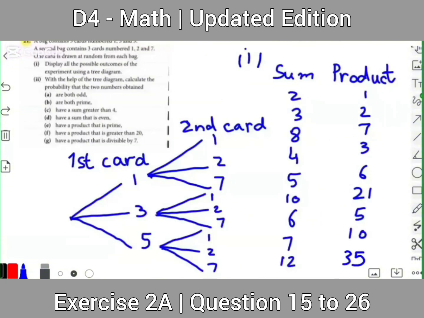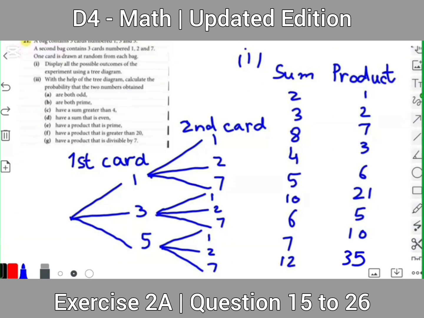Question 21. A bag contained 3 cards, numbered 1, 3, and 5. A second bag contained 3 cards, numbered 1, 2, and 7. One card is drawn at random from each bag. In the first part, we have to display all possible outcomes of the experiment using a tree diagram.